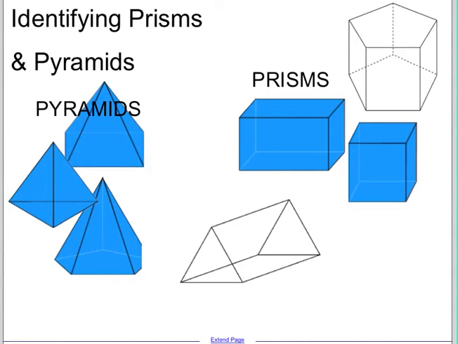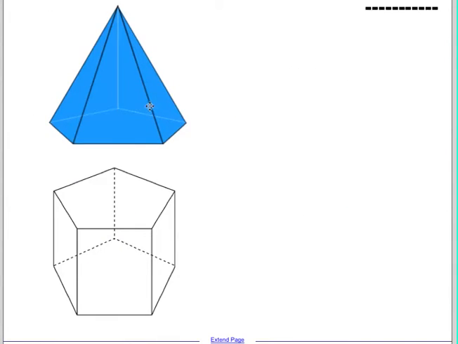Okay. So I'm just going to look at a couple features of these shapes. Here again is a pyramid, and on the bottom we have a prism. Specifically, this is a pentagonal pyramid. There's a pentagon on the bottom. And specifically here, this is a pentagonal prism. There's a pentagon on the bottom and the sides are all rectangles.